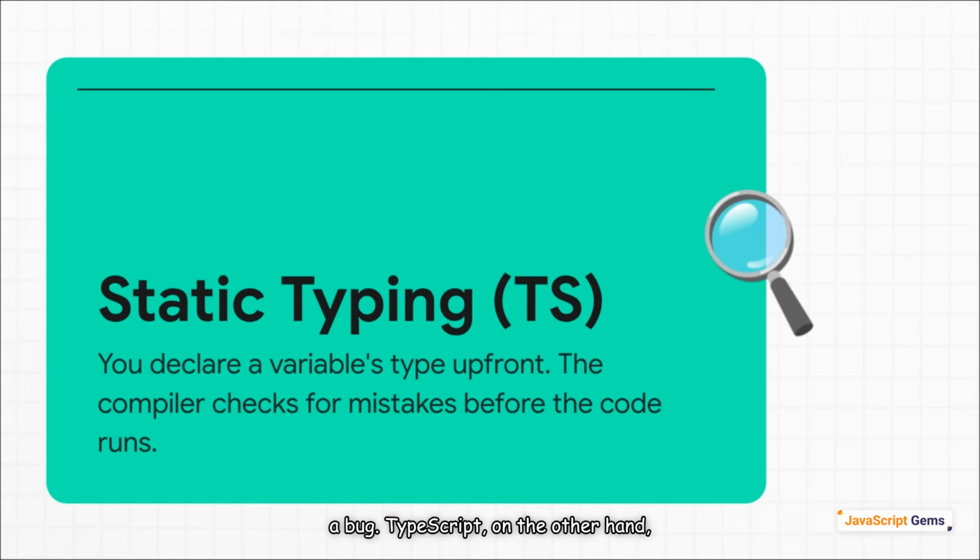TypeScript, on the other hand, brings in static typing. And this is like following a super detailed recipe. The recipe tells you exactly what you need. 1 cup of flour, 2 eggs, no exceptions. Before you even preheat the oven, you can look at your ingredients and check them against the recipe to make sure everything's right. TypeScript does that for your code. It checks for those kinds of mistakes before you even try to run it.